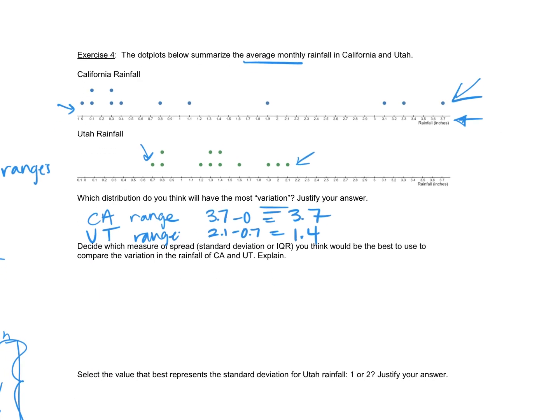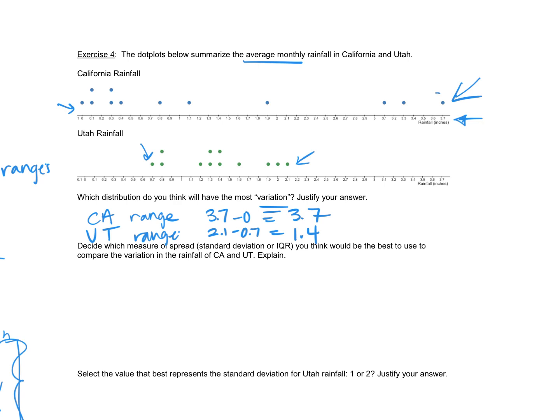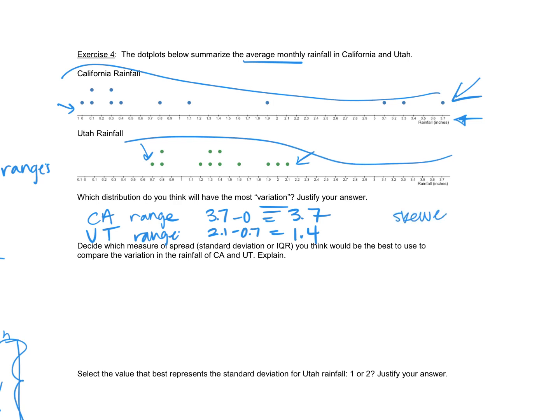I mean, they're both skewed to the right because more of the data is falling on the left. Remember how that was? So just a little side comment that they are skewed right. But yeah, California seems like it has the most variation.